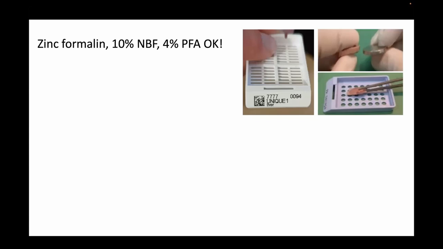So we here use zinc formalin as our primary fixative, but 10% NBF is okay, and 4% PFA is okay as well. There are certain advantages of all. We don't have time to go into that. Tissue size is very important. In your histological cassette, there is no space for anything that's more than 3 millimeters. So you need to trim it. You cannot squish it.